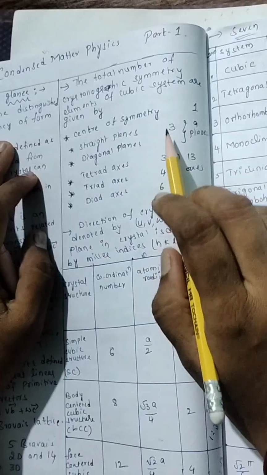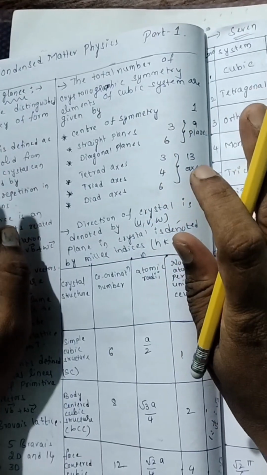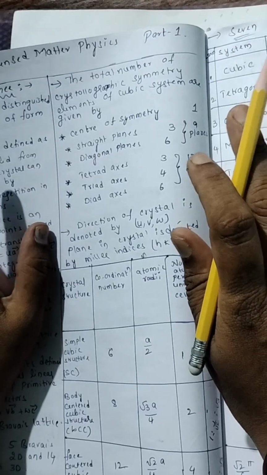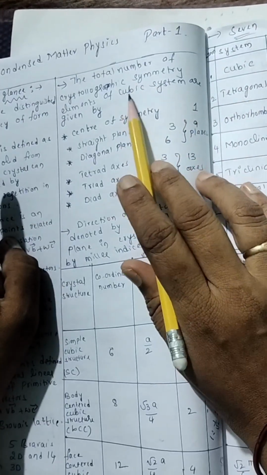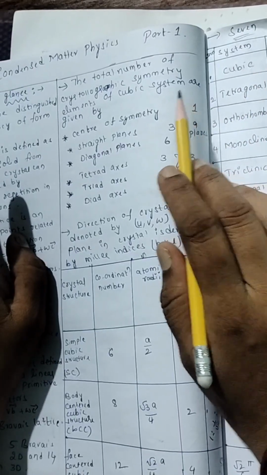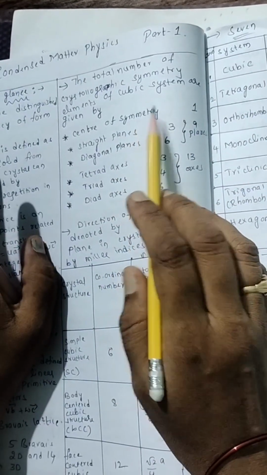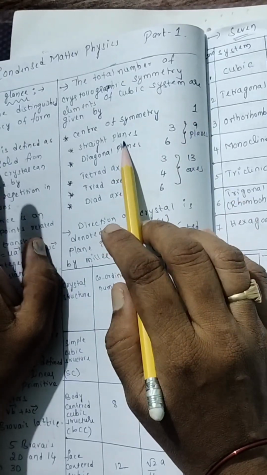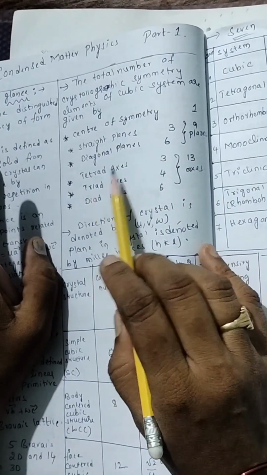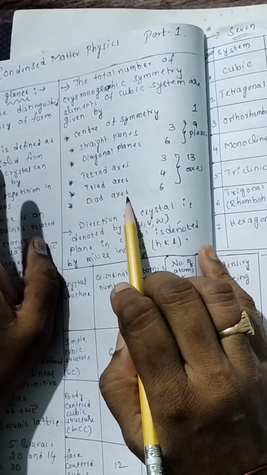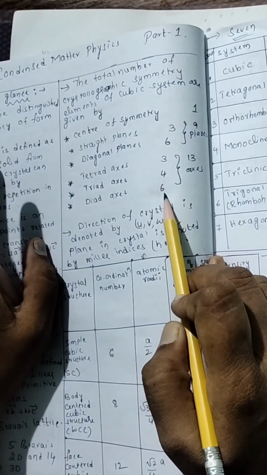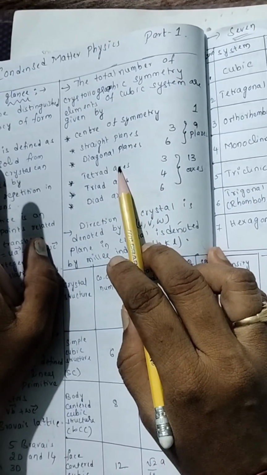Let us write as elements of symmetry. Now here he is talking about the total number of crystallographic symmetry elements of a cubic crystal, which are given by center of symmetry, 1 we will have. In that, straight planes 3, diagonal planes 6, so 9 planes are there. Tetrad axes 3, triad axes 4, dyad axes 6.